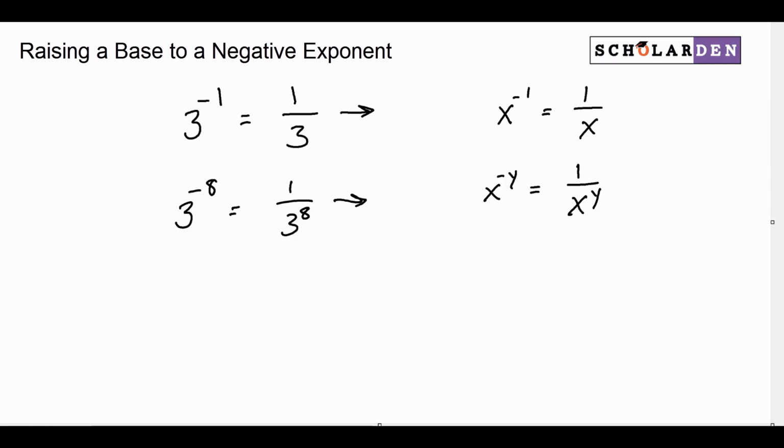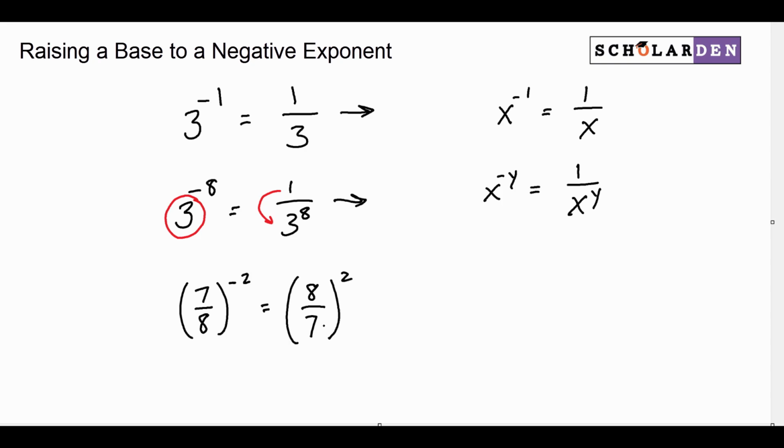So sometimes you're going to be putting 1 over the number. Like in this case, the number you're raising to a negative is 3. You put a 1 over it. But sometimes it's more convenient to flip the number, and that's when you have a fraction. So for example, 7/8 to the negative, let's say 2, is flipping the number to the positive 2.